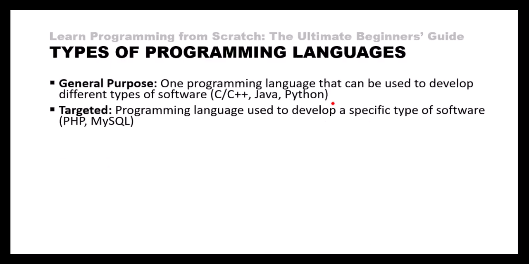So the second category of programming languages is called targeted programming languages. So what is a targeted programming language? A targeted programming language is simply a programming language that is designed, specifically developed, or used to develop a specific type of software. It's a programming language that is only created to develop a certain type of technology or software. For instance, PHP is only meant to do server-side programming. So if you're not writing anything on the server, you can't use PHP anyway. PHP is only used to write server-side applications.